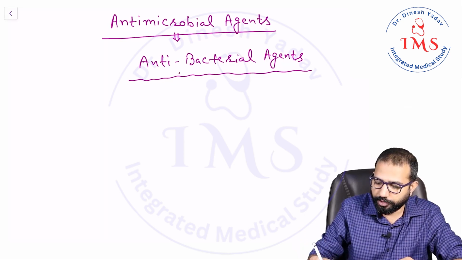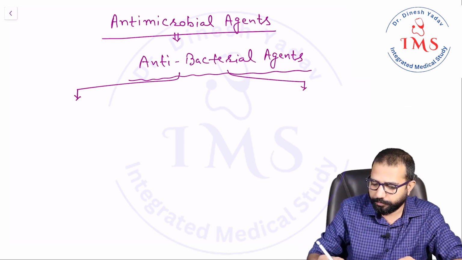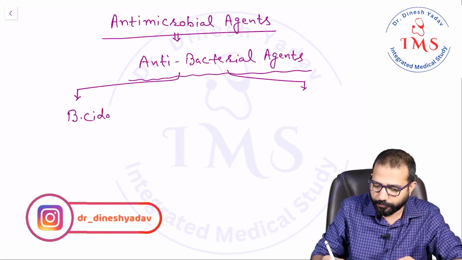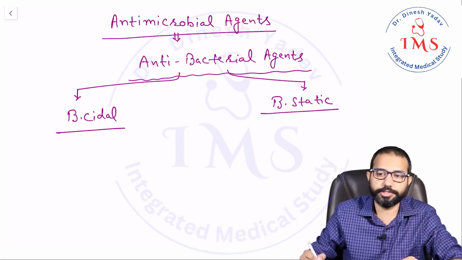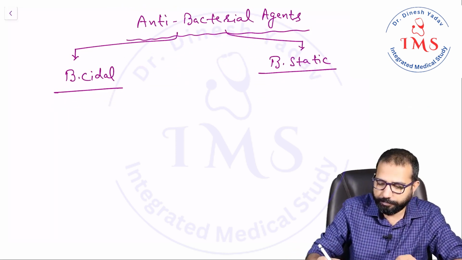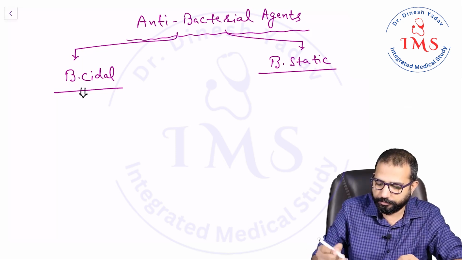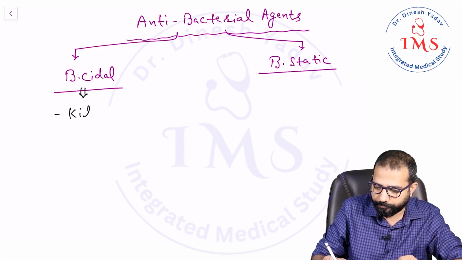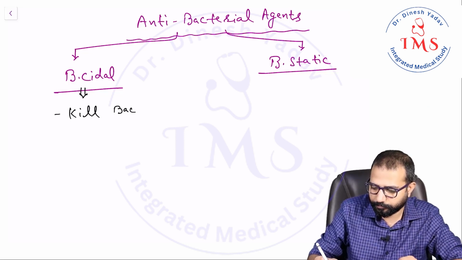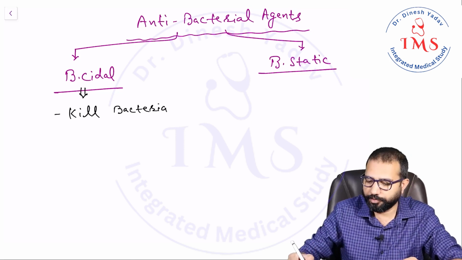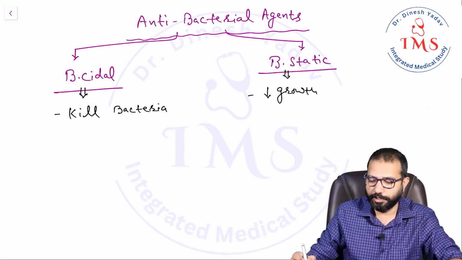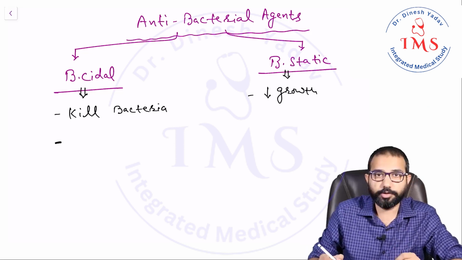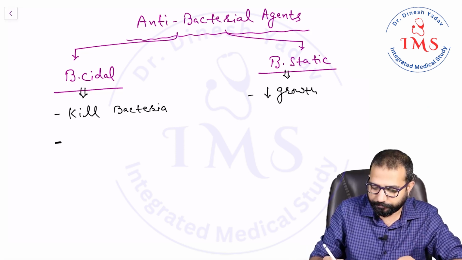Now there are two types of drugs in antibacterials. One is the bactericidal agent and the second is the bacteriostatic agent. Bactericidal means kill the bacteria. Bacteriostatic means inhibit the growth of the bacterial colony. Inhibit the growth.